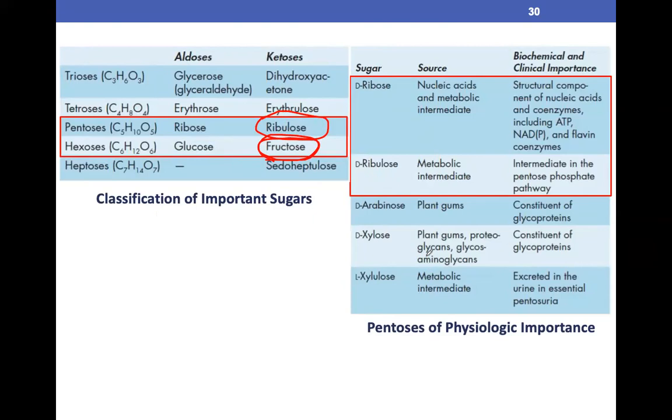So ribose, I already told you from the beginning, the reason that RNA is called RNA is because it's ribonucleic acid. So the sugar that you see in RNA is actually ribose. And then ribulose, I think you'll study in a different lecture, but it's part of the pentose phosphate pathway.